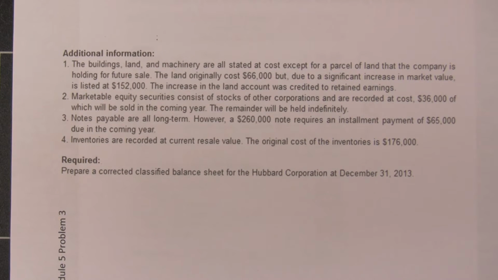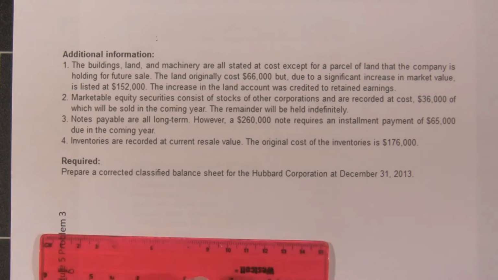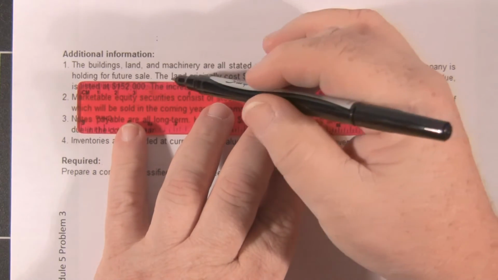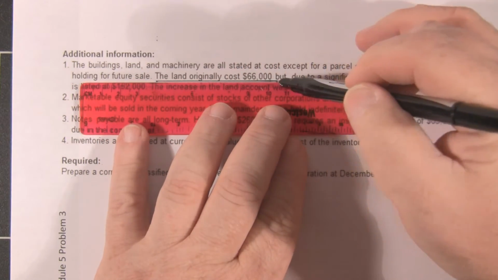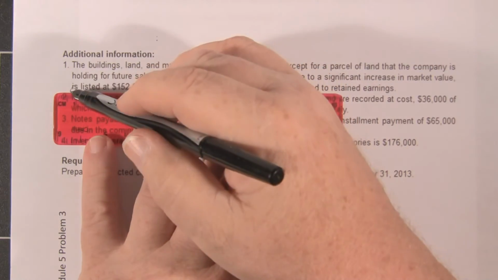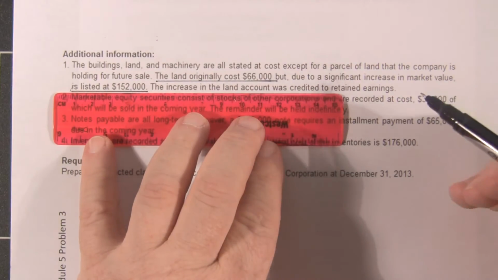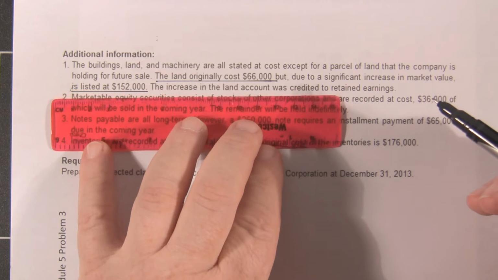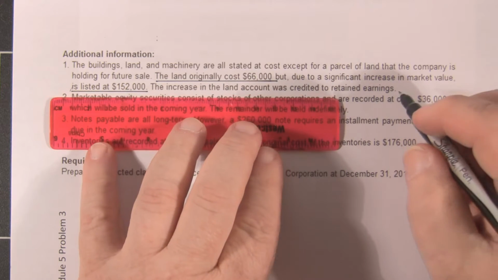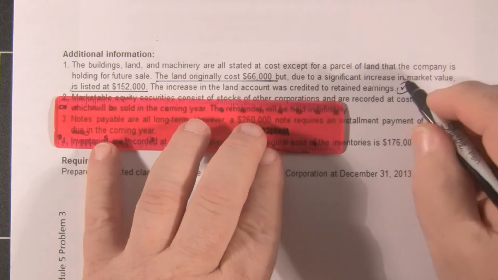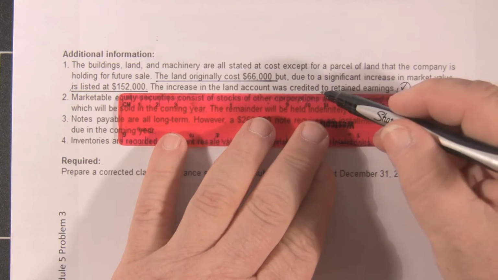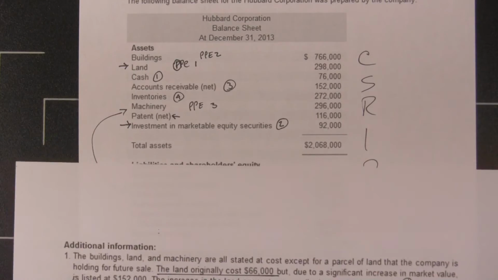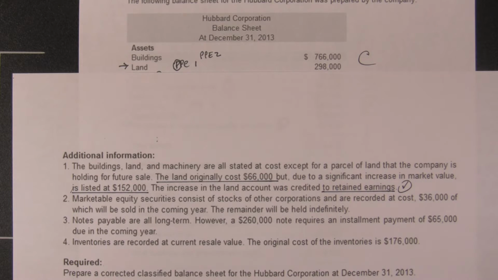The buildings, land, and machinery are all stated at cost, except for a parcel of land that they are holding for future sale. That land costs $66,000, but they're carrying it at $152,000. Well, no, you can't do that. Okay, so we have to figure out what they did, and then we have to reduce retained earnings by whatever it is they increased it by. So they tell us the land $298. So we'll start with that.